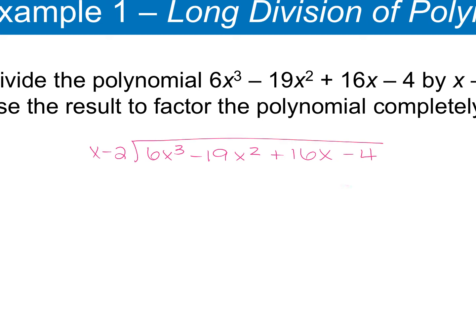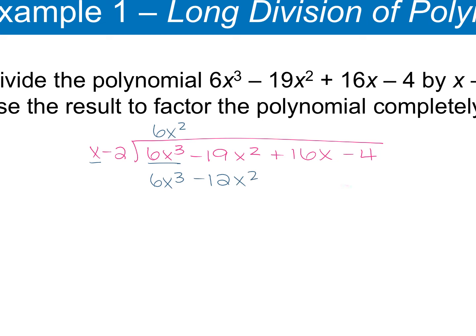From this, you are going to start with the first term on the outside and the first term underneath. Ask yourself, x from the outside times what is going to give me 6x cubed on the inside? If we multiply it by 6x squared, that gives us the 6x cubed. So we're going to put that 6x squared up top. We are then going to multiply that 6x squared by both the x and the negative 2 on the outside, and it's going to go underneath the first two terms. So 6x squared times x is 6x cubed. 6x squared times negative 2 is negative 12x squared.